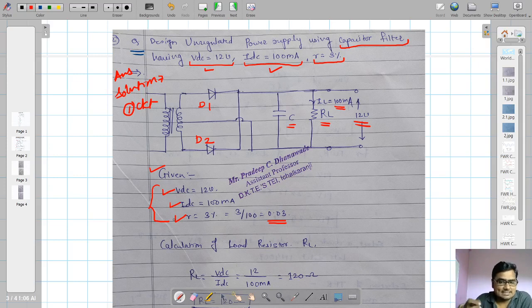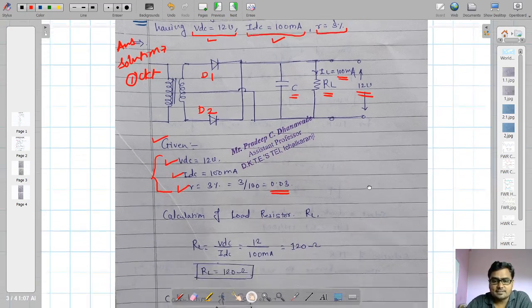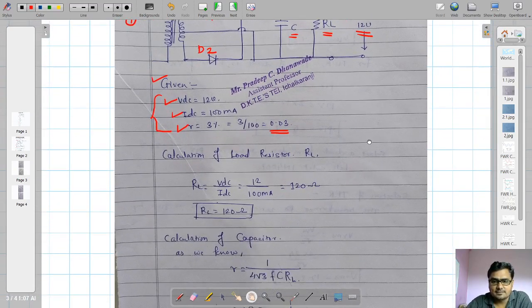Circuit diagram is needed for analysis. If you are designing something, the first thing is you have to analyze the circuit, and to analyze the circuit you must have a circuit diagram. That's why in the design procedure the first thing is to draw the circuit diagram. So let us start with the circuit diagram, then the given things, and then start with your actual design.